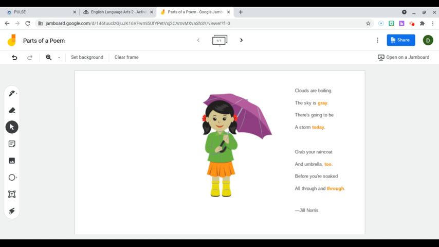Hi, friends. Today we're going to review the parts of a poem, which we did review in class this week. So, this is going to help us remember the different parts of poems as we read.